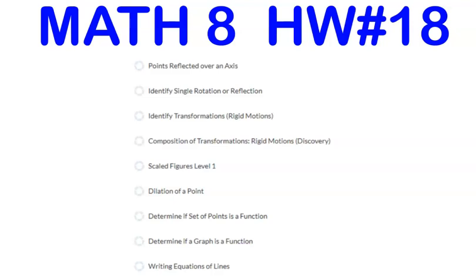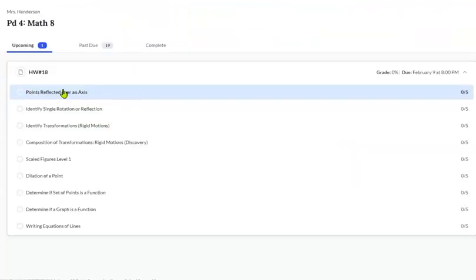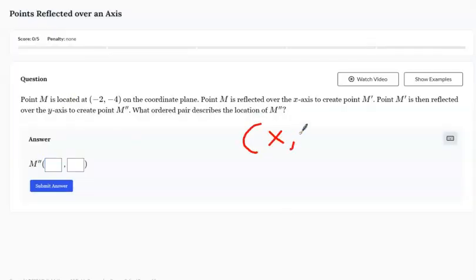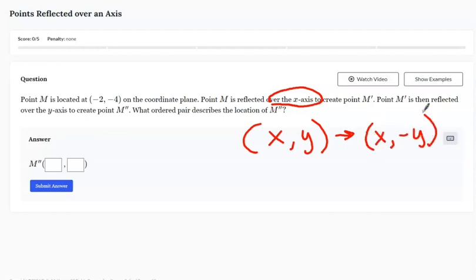Let's review the topics on homework number 18. The first topic is reflecting points over an axis. When reflecting a point over an axis, the rules are always that you change one coordinate sign. So if you are reflecting over the x-axis, then you are going to change the sign of the y-coordinate. That doesn't mean make it negative, that means make it opposite.